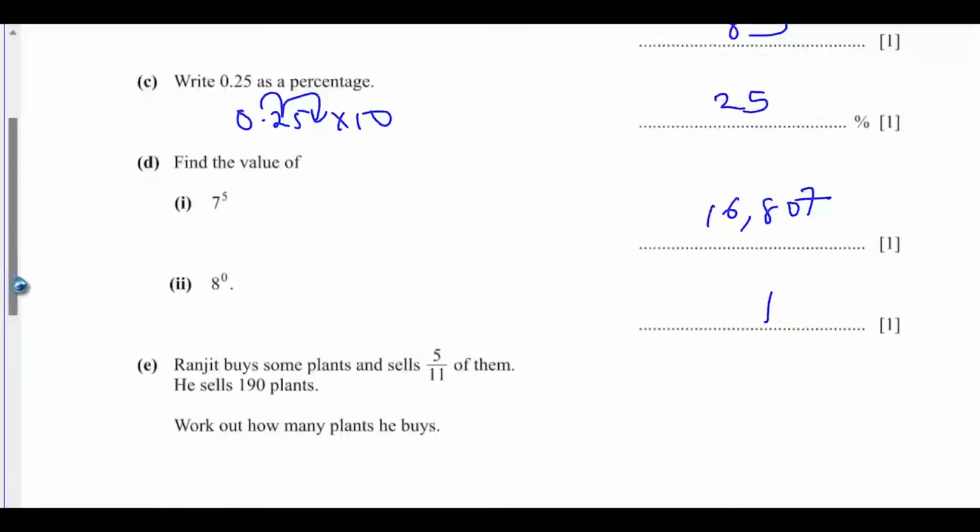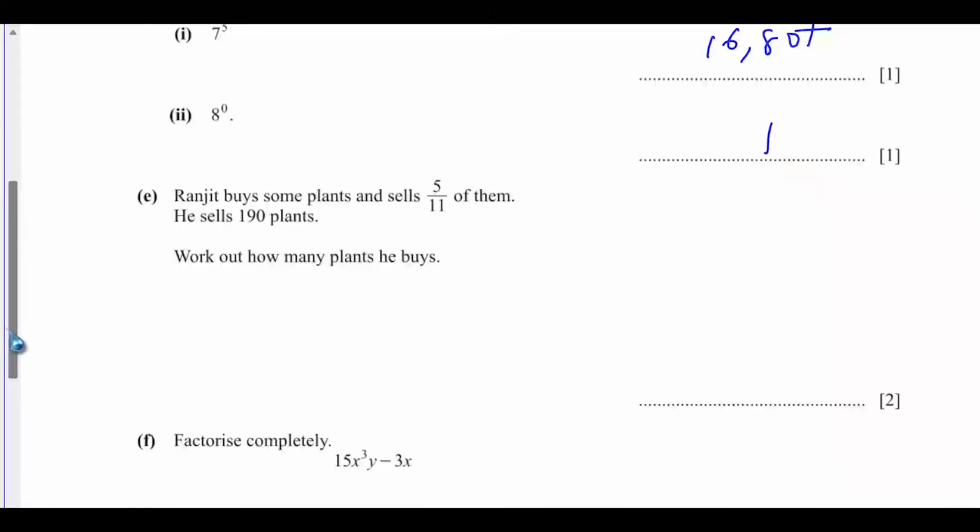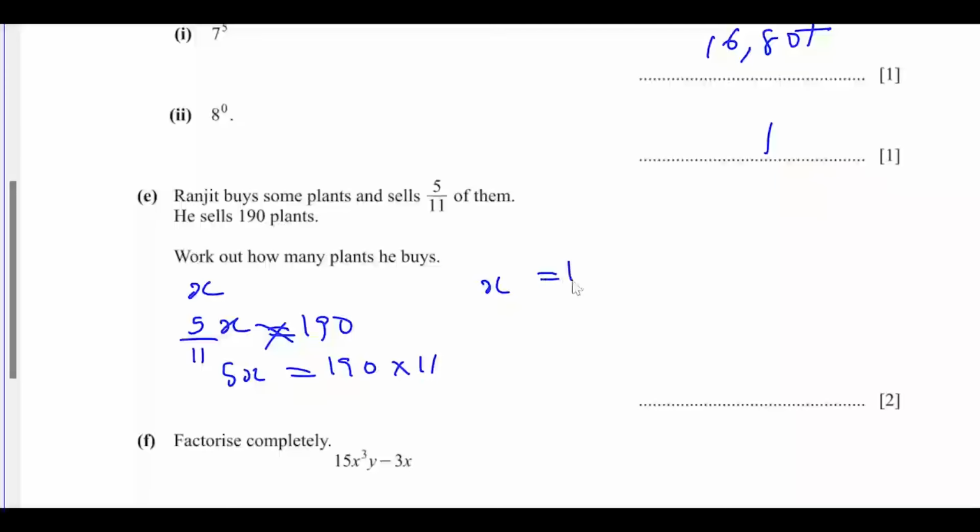Part E, Ranjit buys some plants and sells 5/11 of them. He sells 190 plants. Work out how many plants he buys. Let the number of plants be x. Then he sells 5/11 of them, that will be 5/11 multiplied by x, and that is equal to 190 plants. So we need to cross multiply. If you cross multiply, you have 5x equals 190 times 11. So to get the value of x, it will be 190 multiplied by 11 divided by 5, and this will give you 418.